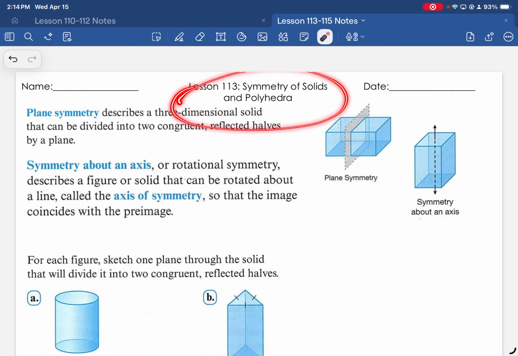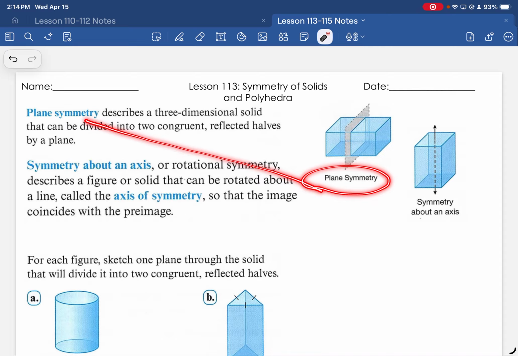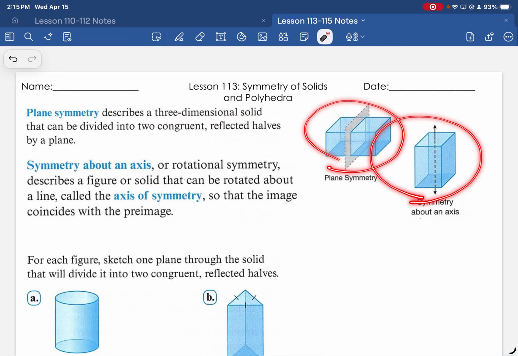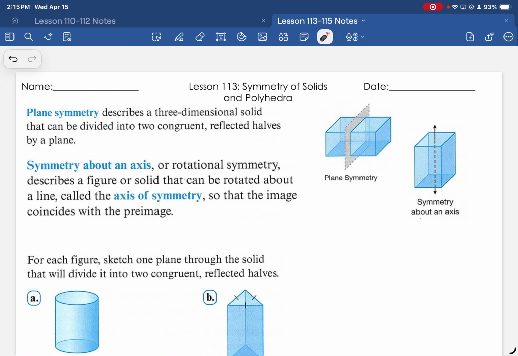Okay, this is lesson 113, symmetry of solids and polyhedra. So we're going to talk through what plane symmetry is, and we're then going to talk about what symmetry about an axis is. So first, plane symmetry describes a 3D solid, such as the ones that we're looking at right here, that can be divided into two congruent, remember that means equal, so two equal reflected halves by a plane.